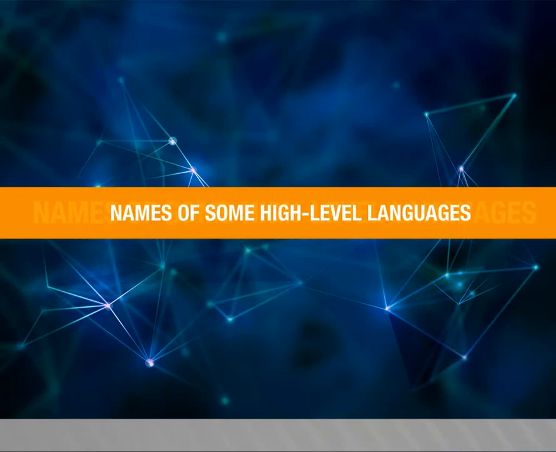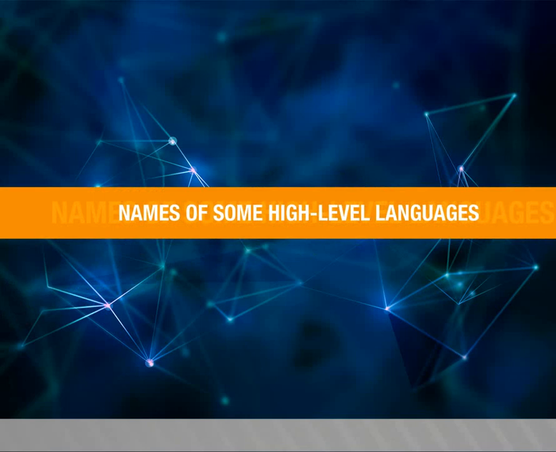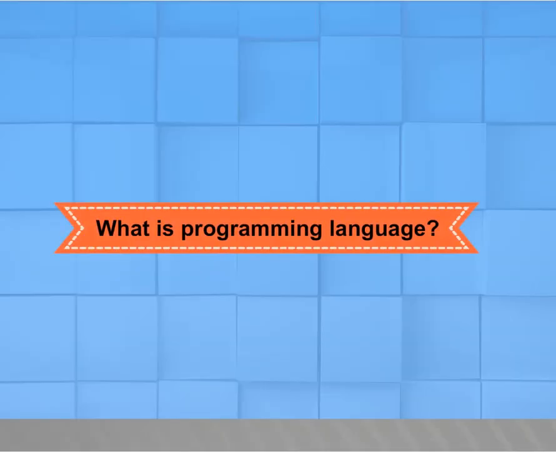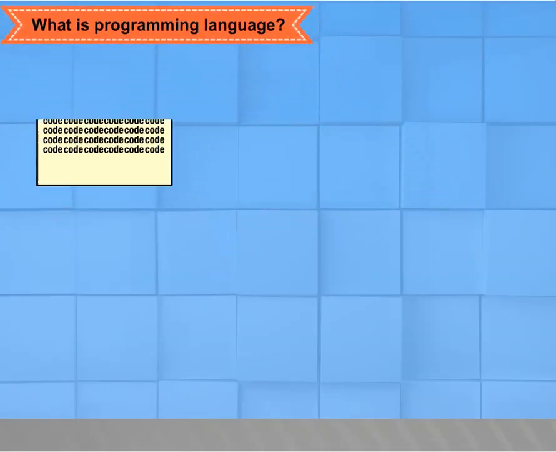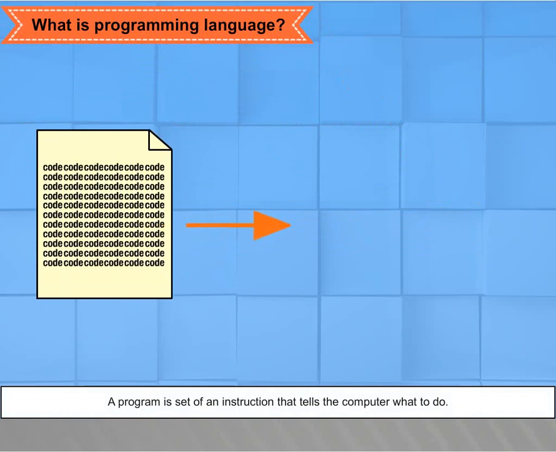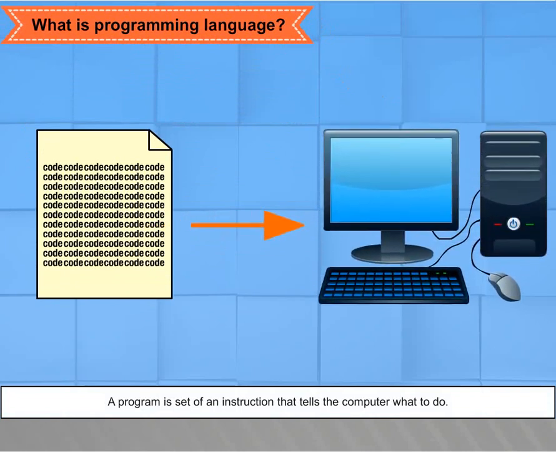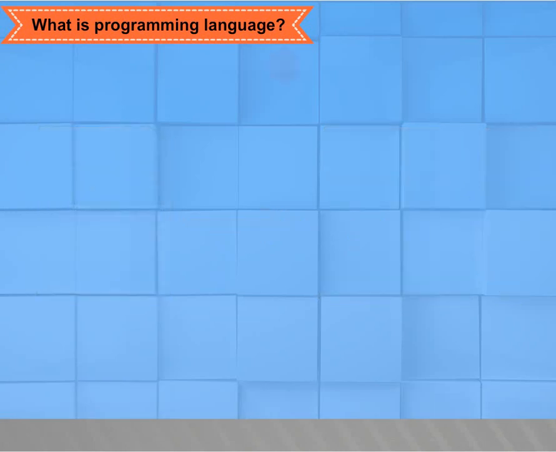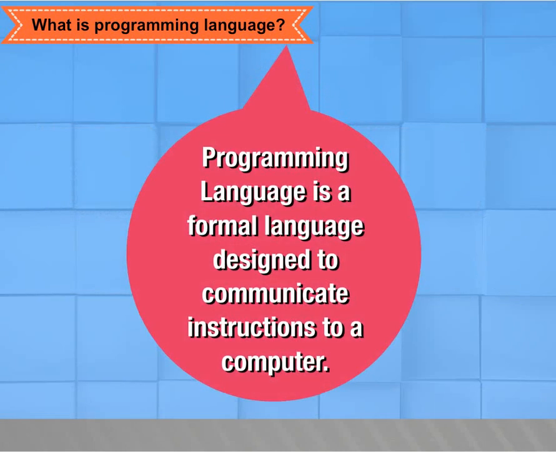Names of some high-level languages. In this video, we are going to see about the names of some high-level languages. What is a programming language? A program is a set of instructions that tells a computer what to do. A programming language is a formal language designed to communicate instructions to a computer.